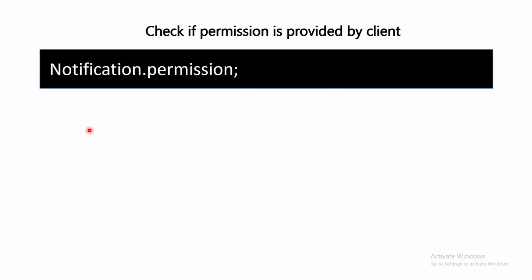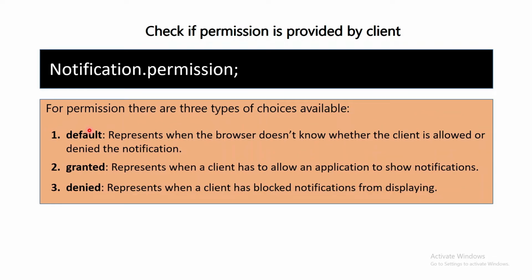The next thing is how to check whether the current client has already provided the necessary permissions to show the notification or not. You can do that by accessing a property called Notification.permission. This property will give you a value based on whether the user has given permission or rejected the notification. Here are the three kinds of choices available.